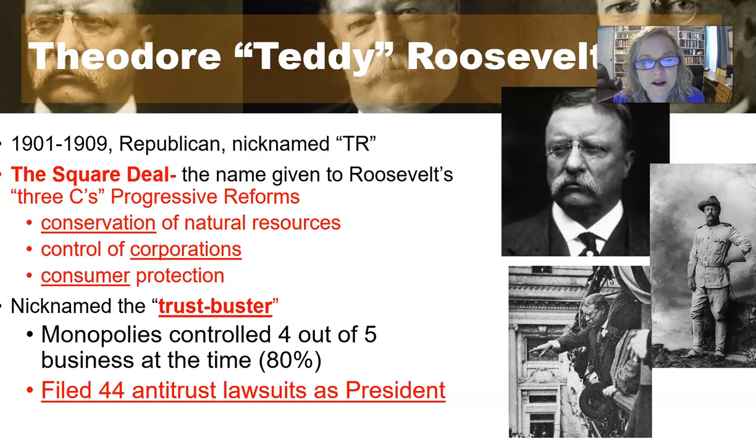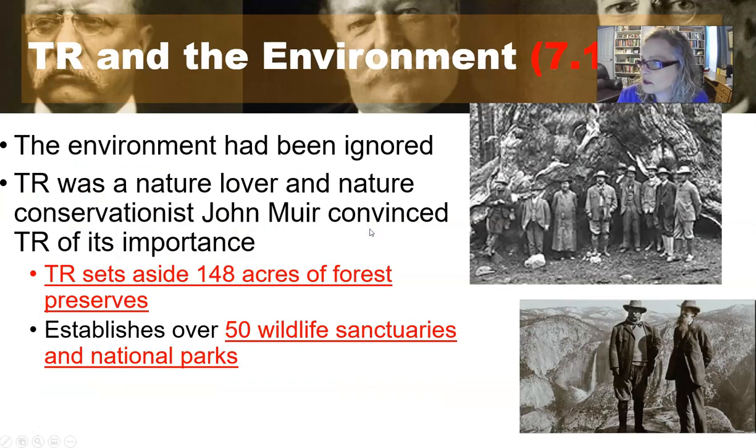Okay, that's what it kind of meant at that time, so that's why they named it square. But anyway, conservation of natural resources. He's going to be the first one to really care about the environment. Control of corporations, there's all kinds of trust busting, and consumer protection. Just like we talked about in the last video, he is the one that pushes for the Meat Inspection Act and the Food and Drug Administration. Okay, so he'll become what's known as the trust buster.